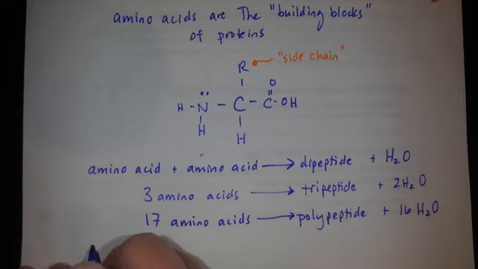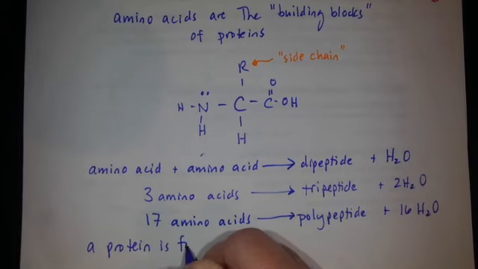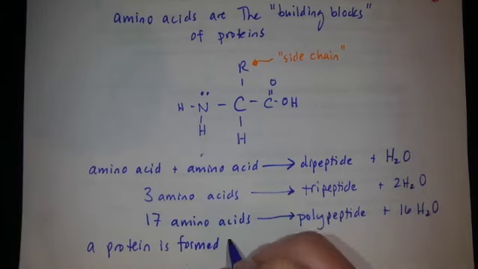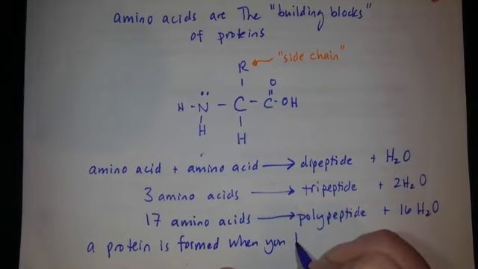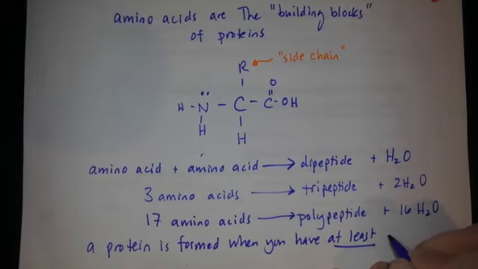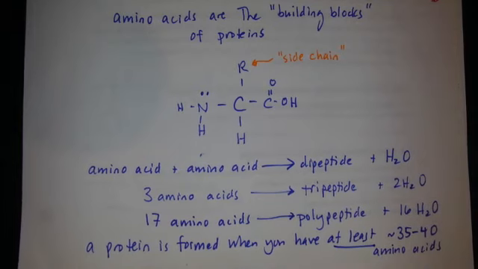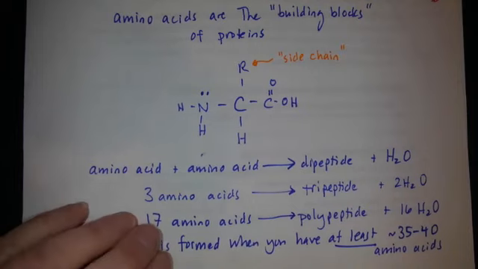But what is a protein? A protein is formed when you have at least, we'll say 35 to 40. It's not a hard and fast magic number, but you need a lot. 35 or 40 amino acids. 17 would be considered a polypeptide. It needs to be 35 or 40 to be considered a protein. And this would in fact be a small protein.